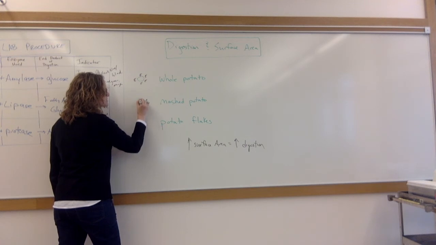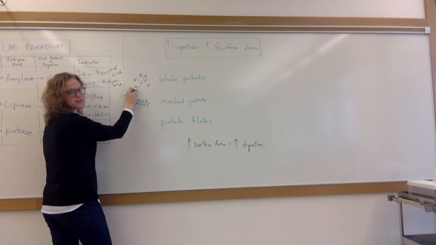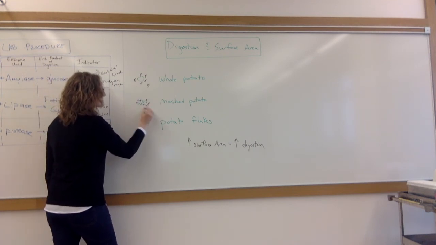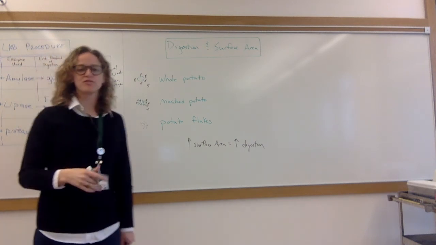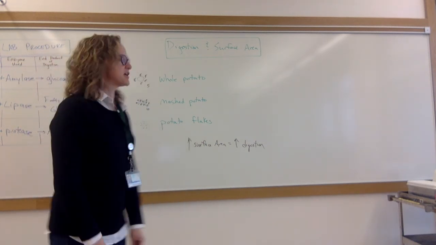The mashed potato, maybe instead of just 5 enzymes, now I can bind enzymes to both sides. Because I've mashed the potato, I've got more surface area. So instead of 5 enzymes I could fit for the whole potato, now I can fit 2, 4, 6, 8, 10 enzymes. More surface area, more enzymes can bind, more quickly we can do chemical digestion.